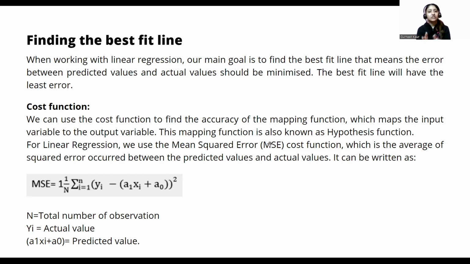For linear regression, we use the mean squared error cost function. Basically, it is the squared error between the predicted values and the actual values. As you can see in the formula, yi is the actual value, and a1 xi plus a0 is the predicted value. So the mean squared error is the average of the squared differences between predicted and actual values, right? I hope this equation is clear.